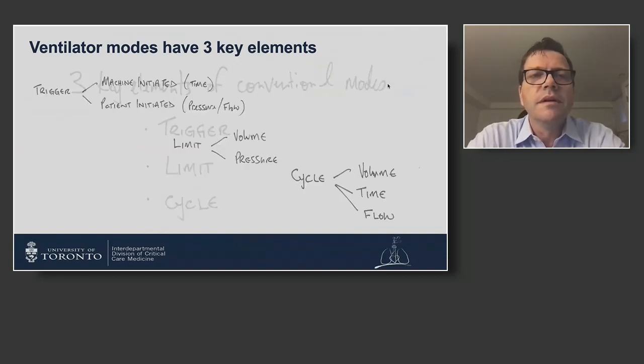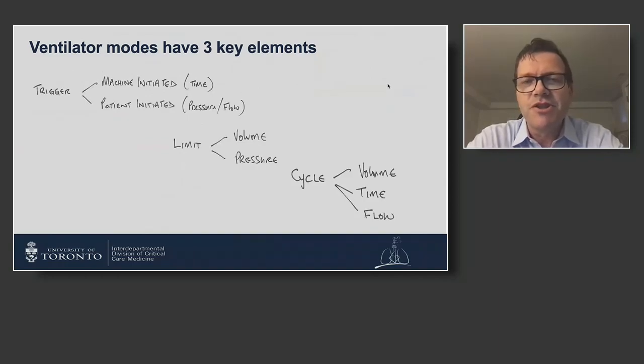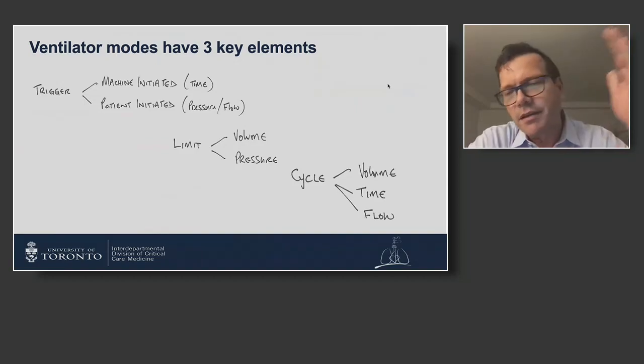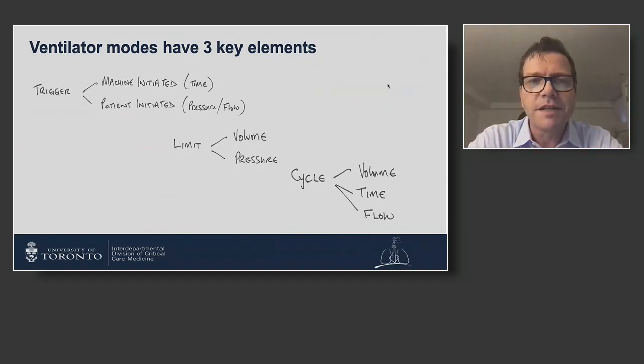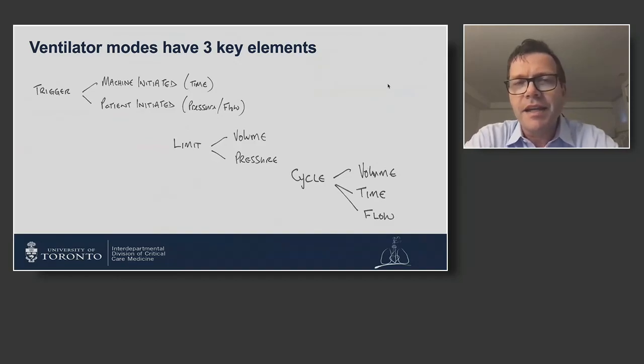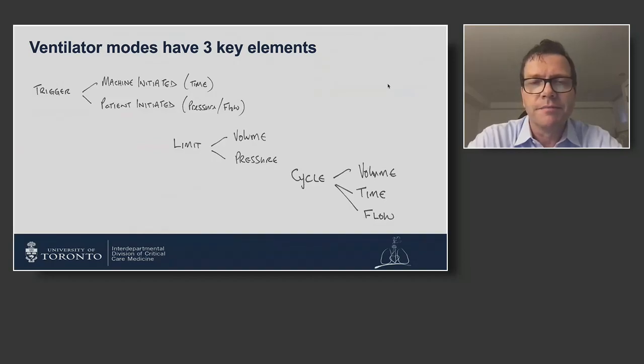So let's break this down a little bit more. The trigger can either be machine initiated, essentially a countdown clock inside the ventilator. You set a rate of 12, the machine starts counting, and if you haven't taken a breath in 5 seconds, it delivers. Or the breath can be patient initiated, and that can be through either pressure triggering or flow triggering.